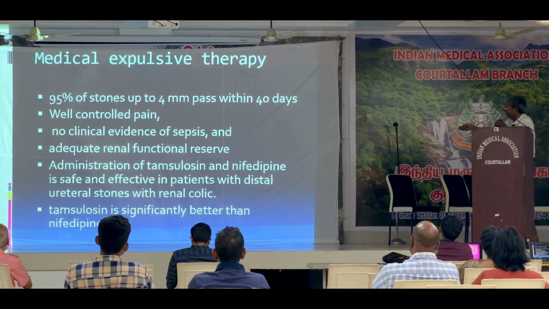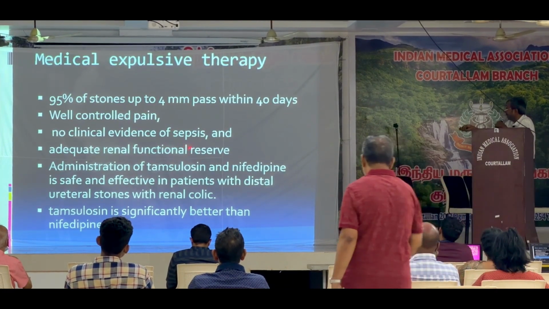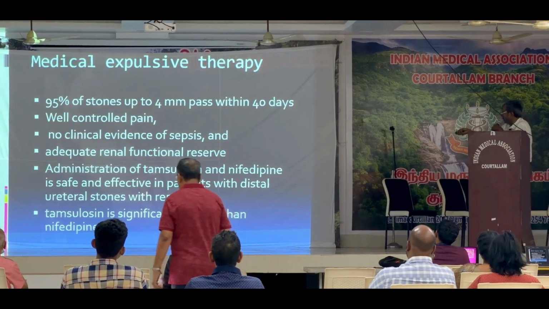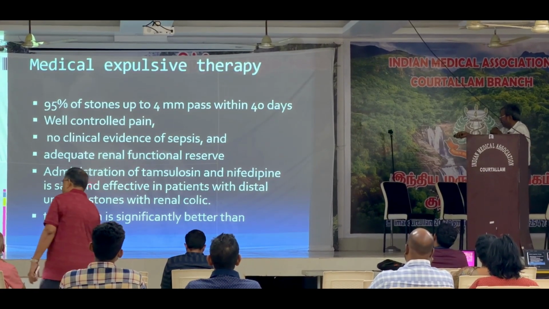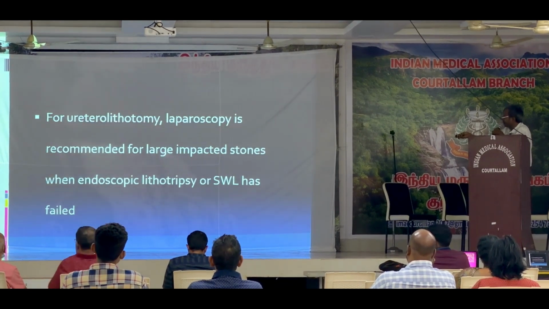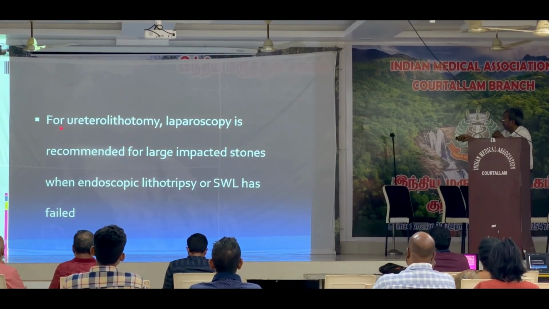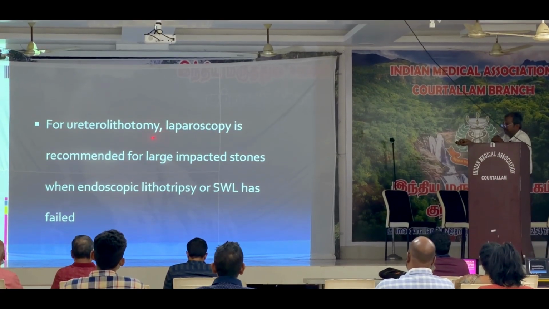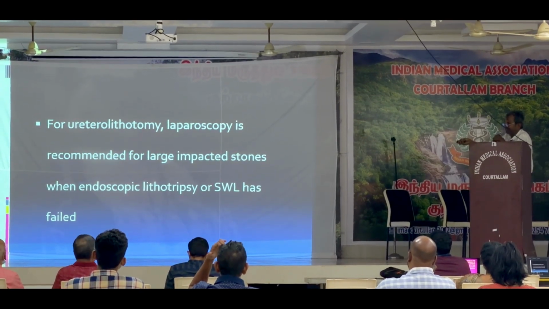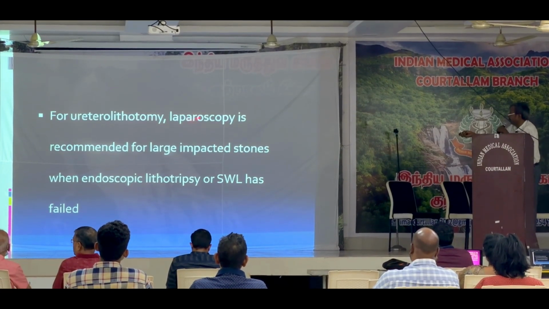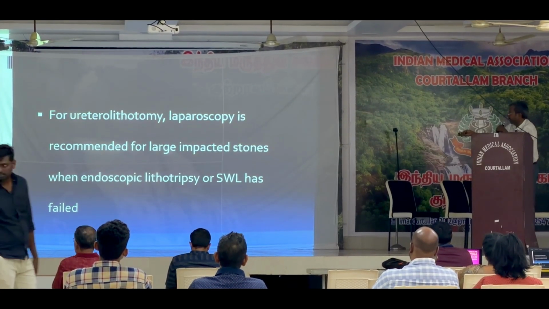If there is no evidence of sepsis and the patient has good renal function, then we give tamsulosin, usually with IV fluids and analgesics, to aid the passage of the stone. For very large stones, ureterolithotomy or laparoscopy is recommended, but with the now advanced laser, it can still be managed with laser in 1 or 2 sittings. Laparoscopy can be either a transabdominal or a retroperitoneal approach.